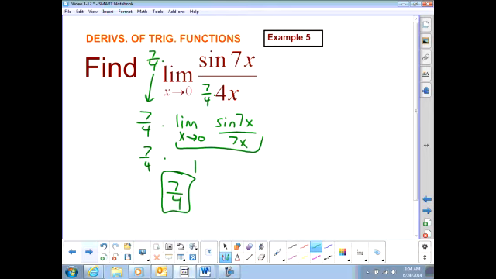And we can make that adjustment regardless of what's in that denominator. As long as we've got the x part in there, we can just multiply top and bottom by a constant to get what we need to match it up.